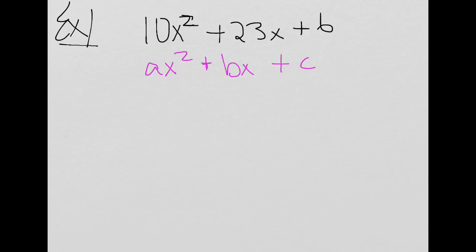This is the standard form. It's ax squared plus bx plus c. This is a 6, by the way, in case you're wondering. So, in this polynomial, a is 10, b is 23, and c is 6. Now also what you need to remember, if this was a minus 6, that would make c negative 6. If it was minus 23x, that would make b negative 23. That's important to remember.